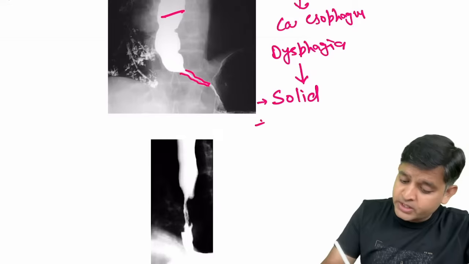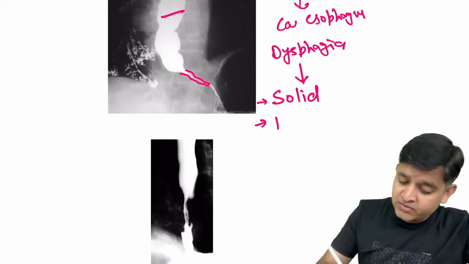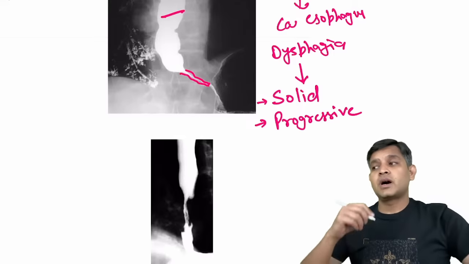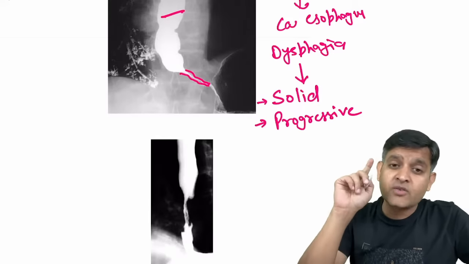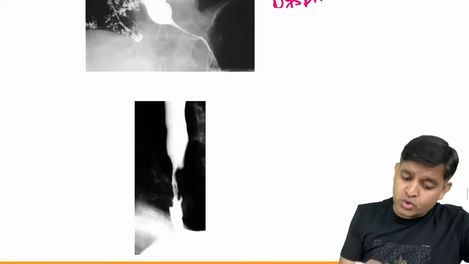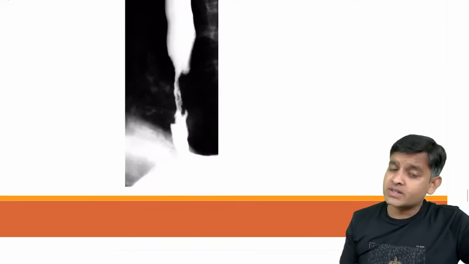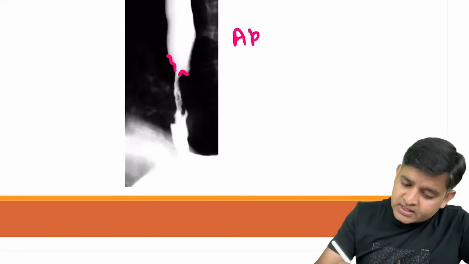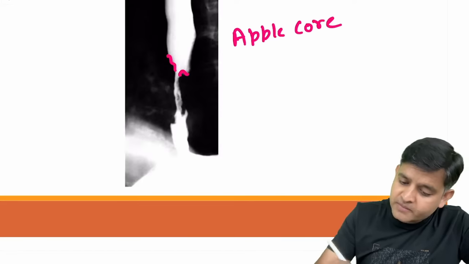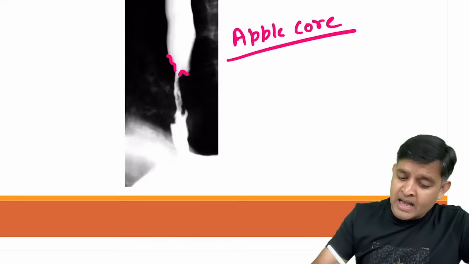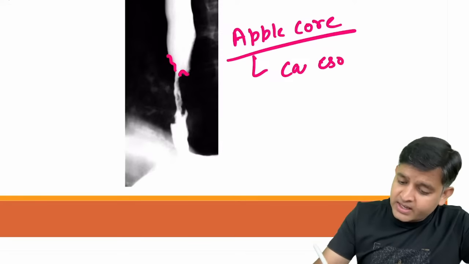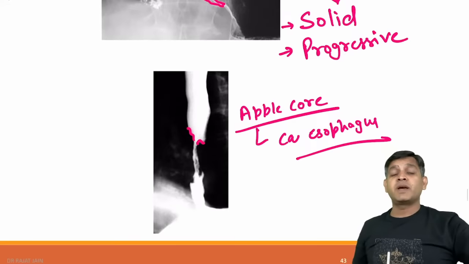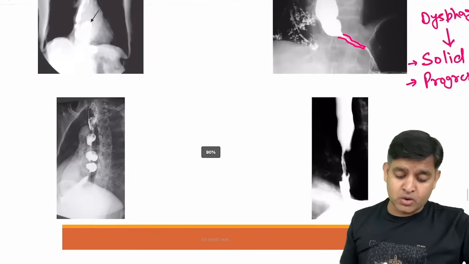Second important point, the dysphagia will be progressive. A progressive dysphagia to solid, think of cancer. Cancer can show rat tail, or cancer can also show apple core appearance, when you see marked narrowing with proximal shouldering. If you are seeing it on barium swallow, it will be seen in carcinoma esophagus. Obviously, if you are seeing it in barium enema, then it will be a feature of carcinoma colon also.